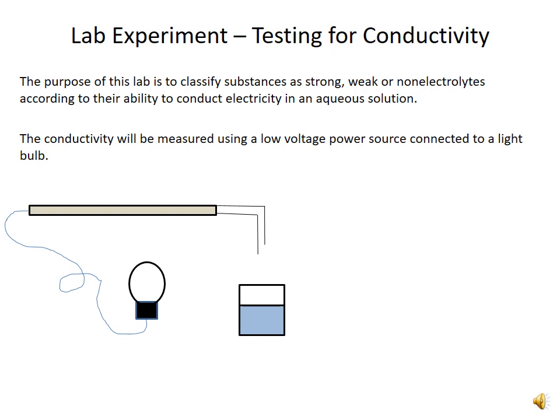So you'll place some of the solution into a little cup, place that cup over the electrode, and then observe what happens to the light bulb. In this case, you can see it's burning rather brightly. So at that point, you're going to record that result, whether it's bright, dim, or off, and then go on and test your next solution. Later in the lab, you'll identify whether it's a strong, weak, or non-electrolyte.